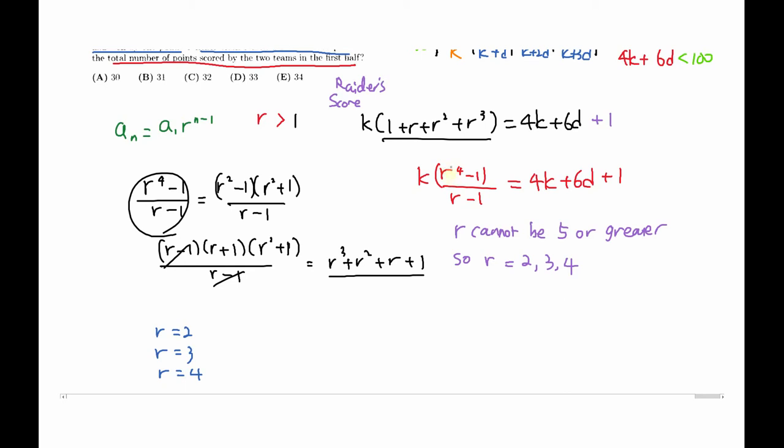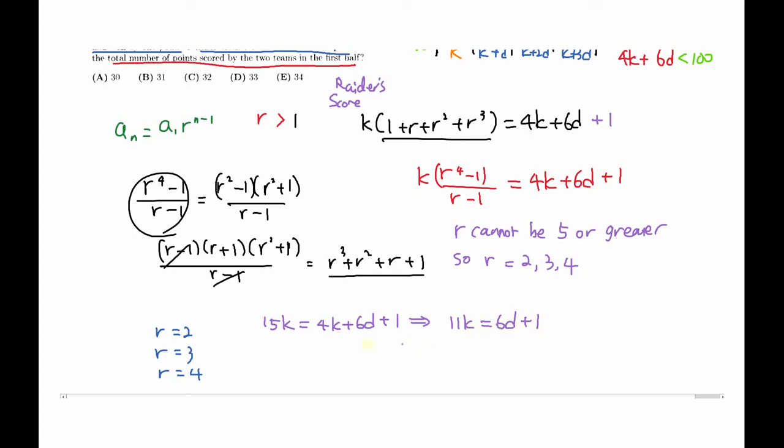When R equals 2 here, you get 16 minus 1, 15. 15 over 2 minus 1, you get 1. So 15k equals, now you have 4k plus 60 plus 1 on the right side. Now the k's are like terms, so I can simplify it as 11k equals 60 plus 1.